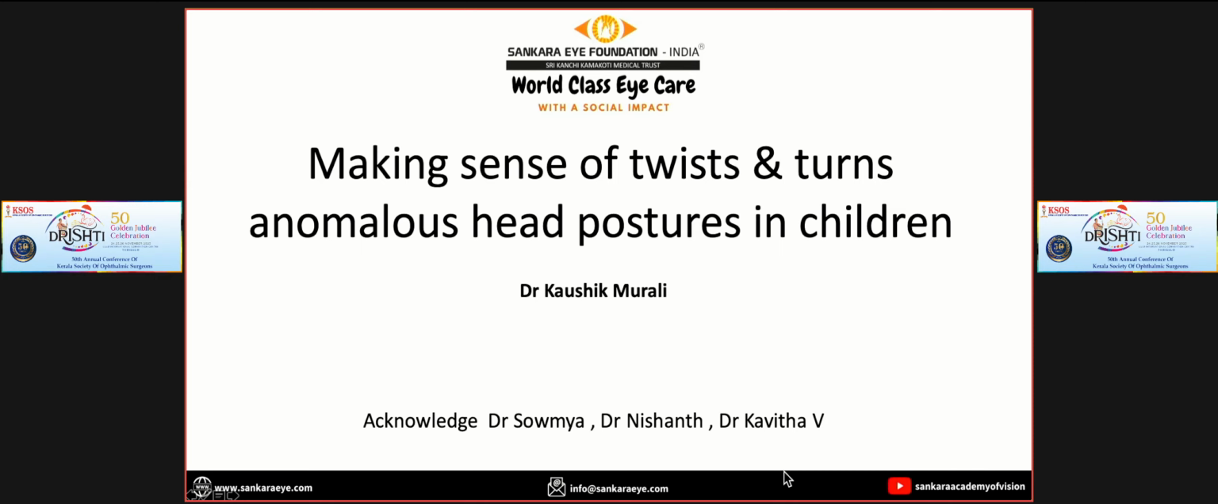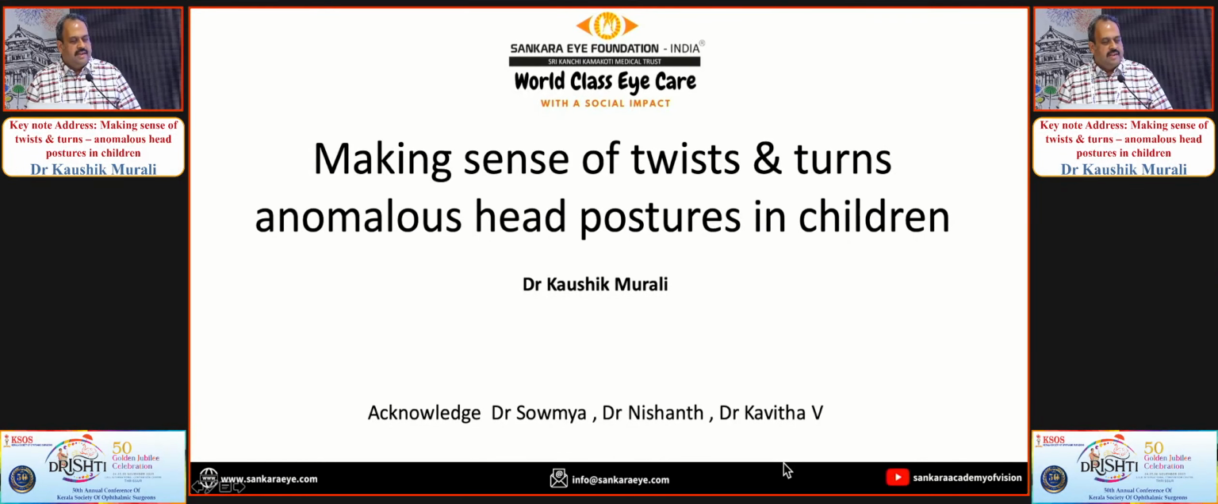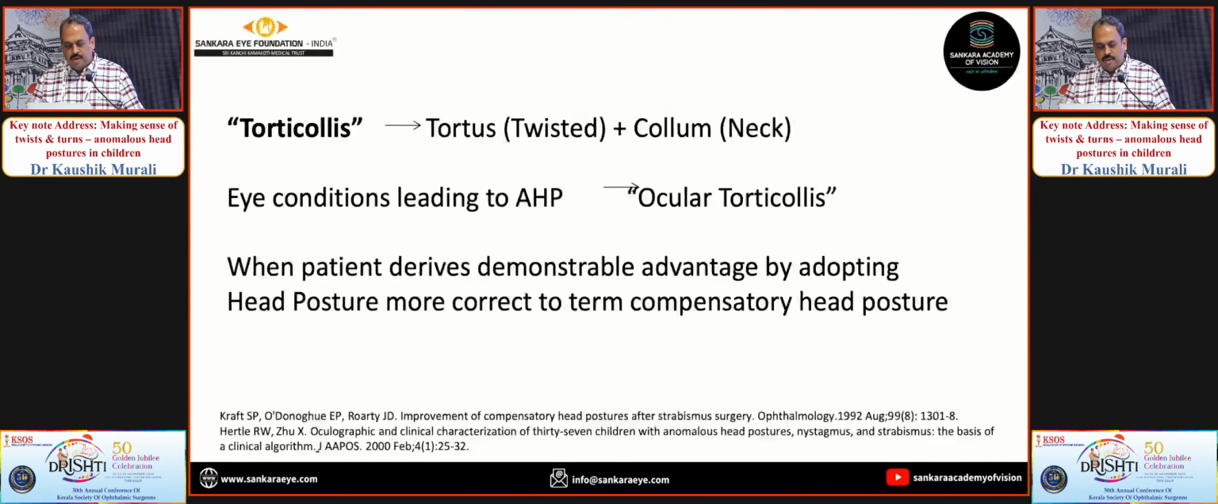What I'm going to be sharing with you is trying to make sense of the twists and turns that we see in terms of anomalous head postures in children. Again, the intention is not to scare you, but we also understand that this is something that every ophthalmologist may come across in their clinic. And when you come across this, what can you practically do in your own setup is what we are trying to walk you through.